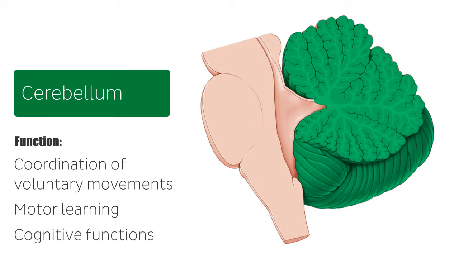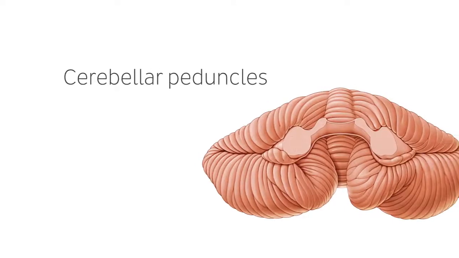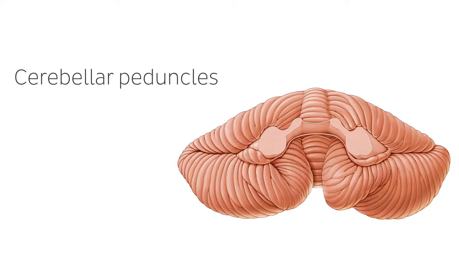Now, the cerebellum is a highly interconnected structure of the nervous system and has numerous connections with other parts of the nervous system. All these afferent and efferent connections of the cerebellum come through three pairs of fiber systems, which connect the cerebellum with the CNS, the central nervous system, and they are called peduncles, and we're going to be talking about them now.